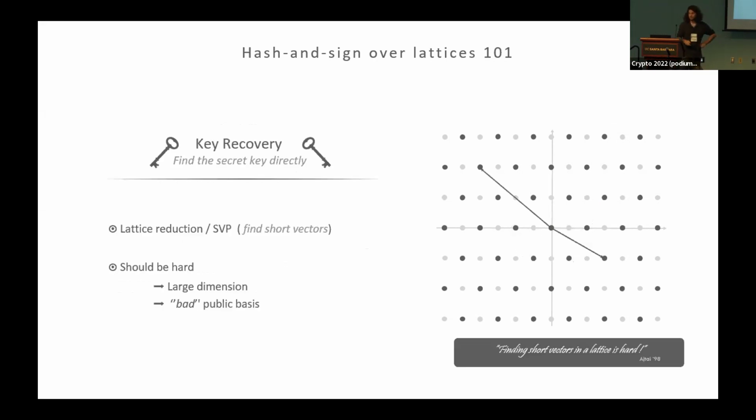Now a bit on security. First of all, key recovery, which consists in finding the secret key from the sole knowledge of the public key. My public key here will be any lattice basis, and my secret key, as I said, will be a good one.